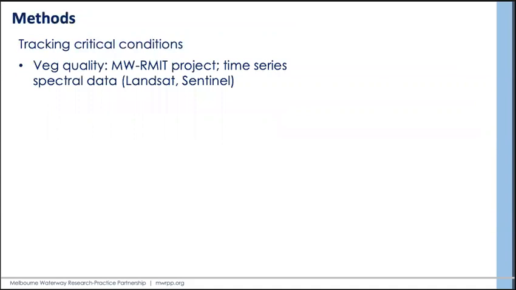So methods for tracking critical conditions depends on the attribute of interest, as I was saying before. For vegetation quality, we are collaborating on a Melbourne Water and RMIT research project using time series spectral data from satellites. Melbourne Water have already got field and desktop assessed vegetation quality at approximately half of Melbourne's waterways, but no data for the rest. So that's a considerable length of streams that don't have data.